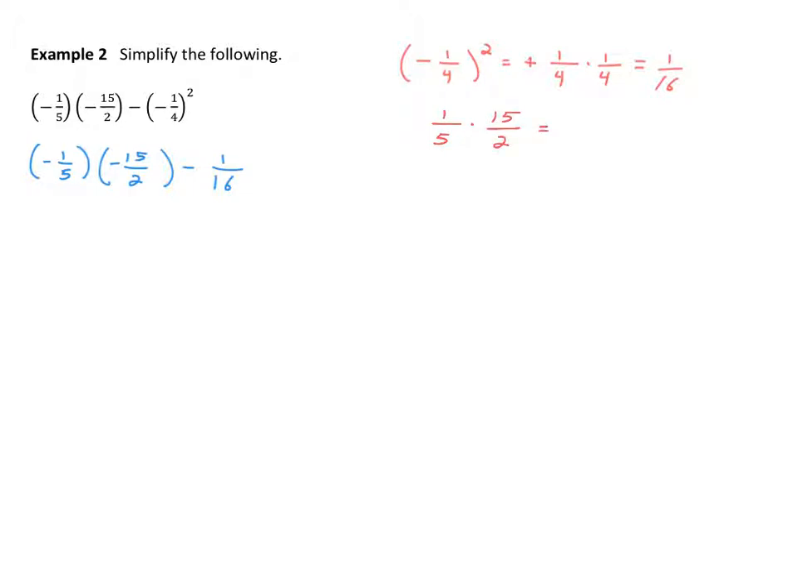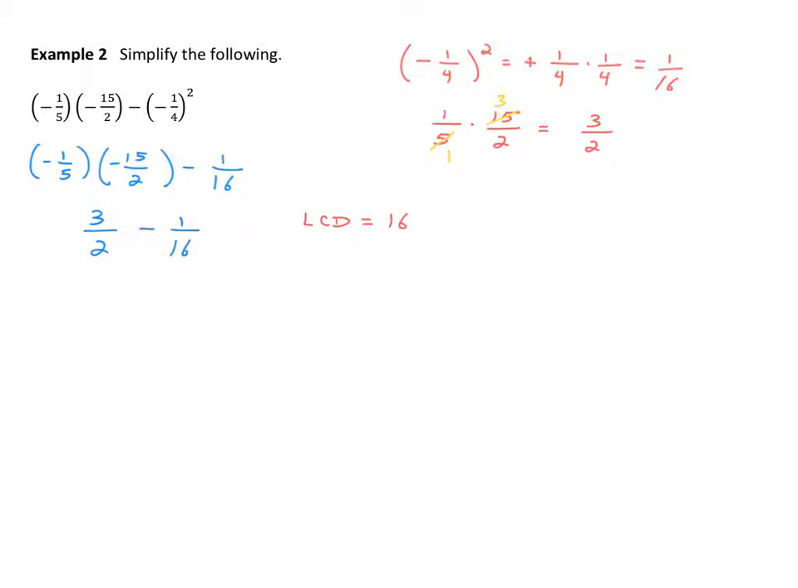So let's simplify this. Okay, you could just directly multiply across. However, I see that 5 goes into itself once and it goes into 15 3 times. And this means my answer is 3 halves. So all of this is equal to 3 halves. So we have 3 halves minus 1/16. All right, so to subtract these, I'm not really sure if the answer is going to be positive or negative. Well, I have an idea, but I need a common denominator. And my least common denominator for this problem appears to be 16.